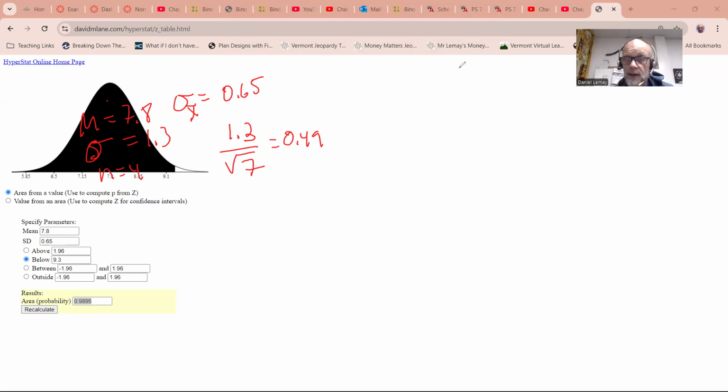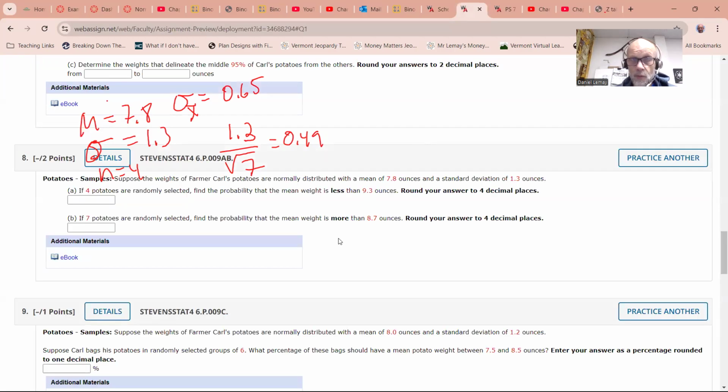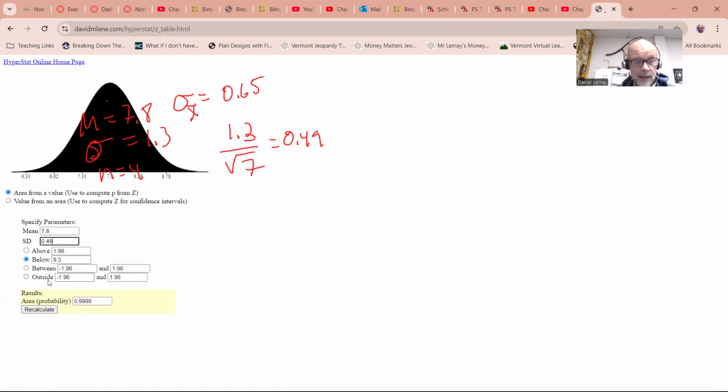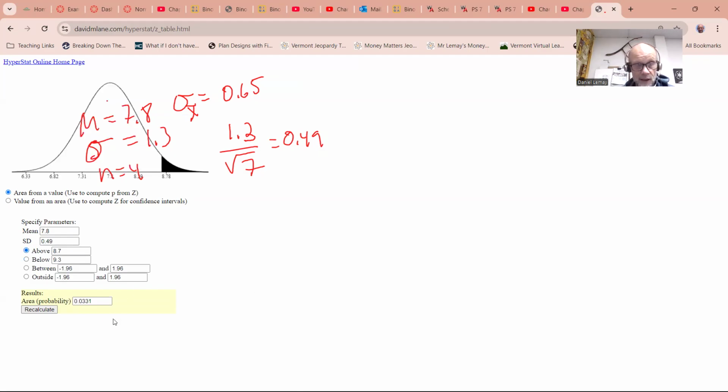So let me try David Lane again. Let's see. Whoops. Come back and get the pointer. Here it is. So the mean is 7.8 still, but the standard deviation changes to 0.49. And then we want to know below 8.7 or above 8.7. We want to know more than 8.7. So we're going to come back and go above 8.7, and it'll show us the graph and it'll give us the answer.